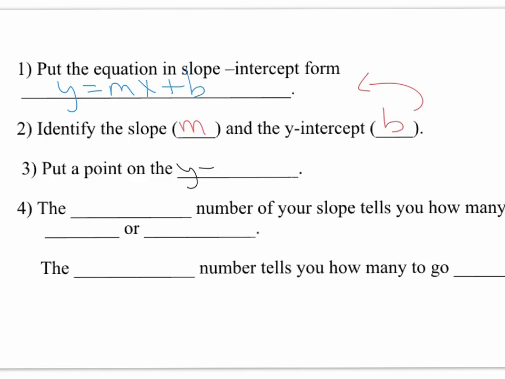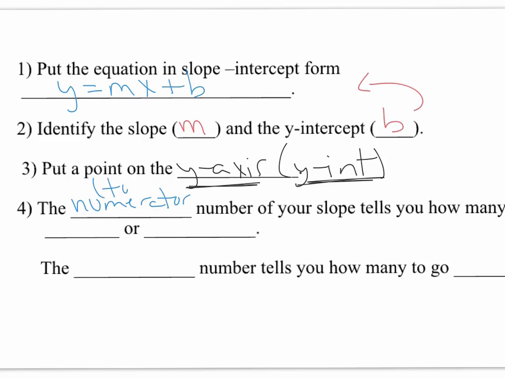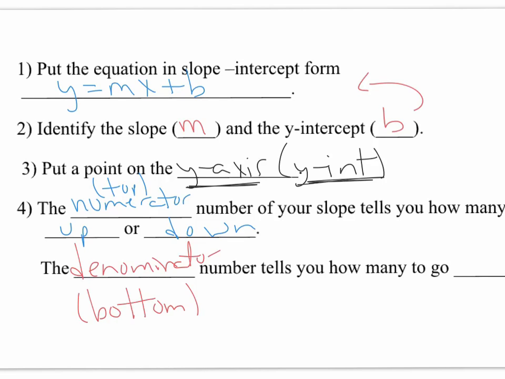Then we're going to put a point on the y-axis. This point is going to be the y-intercept. That's why it's called that, because it's going on the y-axis. Then when you look at the slope, the number that's in the top, which is your numerator, the top number from the slope tells you how many you're either going to move up or down. Then the denominator, which is the bottom number from your slope. The bottom number from your fraction tells you how many you're going to move to the right.